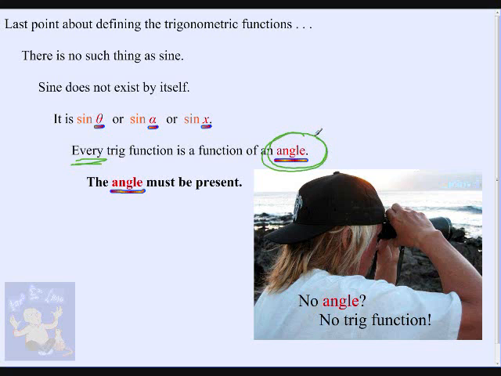It's surprising how many people forget that, because many times I have students who will write something like this: sine equals, and they'll give me a number. No, there is no such thing as sine. What's missing here? The angle. Do not write any of these trig functions without putting in some representation for the angle. We know that an angle has to be there, but that's not an excuse for not putting in a representation.